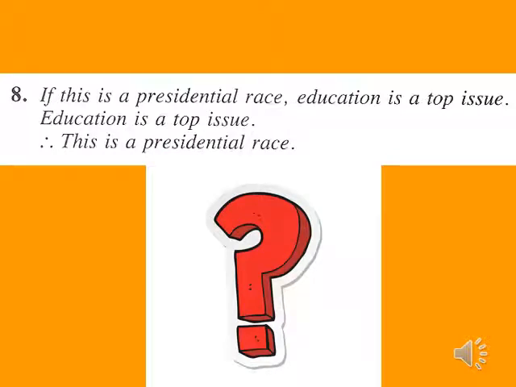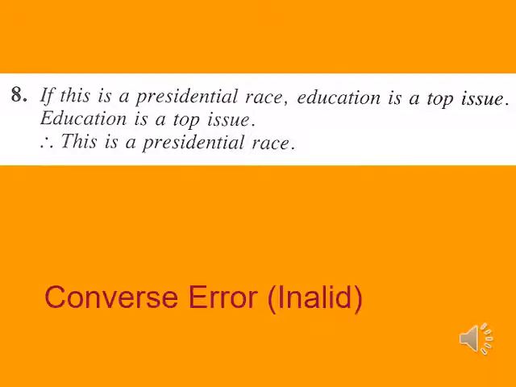Next it says, if this is a presidential race, then education is a top issue. Education is a top issue, therefore this is a presidential race. This time they're trying to go backwards, but it's not negative, and that would be converse error, which is invalid.